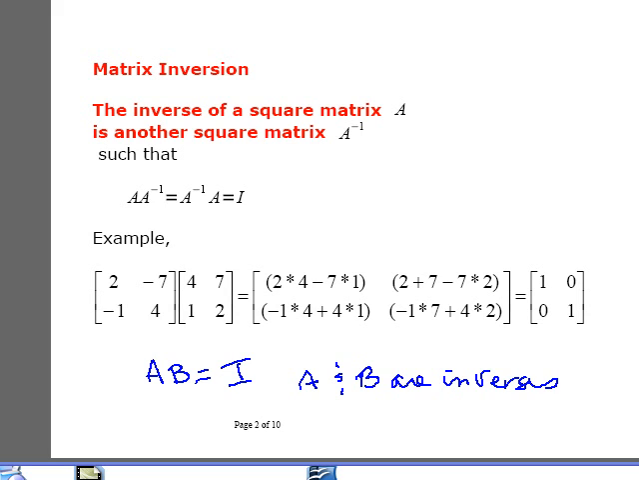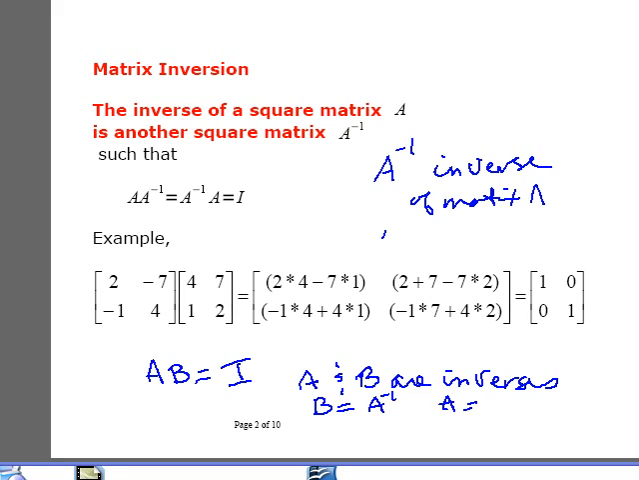All right. There's a notation for the inverse, and it's similar to the notation for the inverse of a function. You put a little -1 here, and that means it's the inverse of the matrix A. In this case, you could say B was A inverse. You could also say A was B inverse. It works the other direction too.